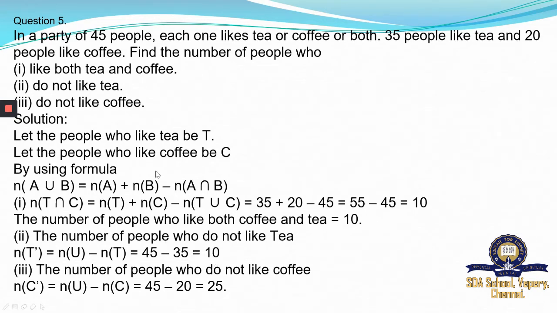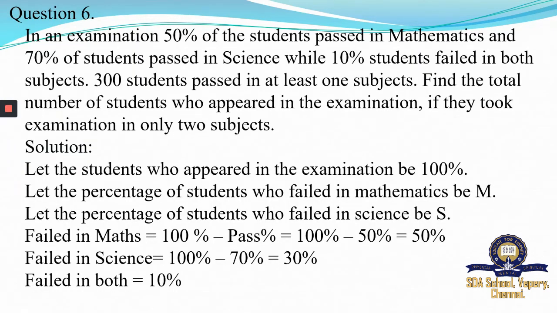Got it, students? Next, we have to find the number of people who do not like to drink coffee. With the help of the same formula, we have n of C complement equals n of U minus n of C. Again, what is my n of U? It is the universal set, which is 45. What is my n of C? It is 20. 20 people like to drink coffee. Hence, after solving, what do I get? I get 25 as the answer.